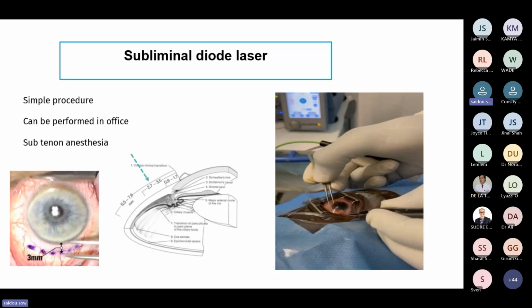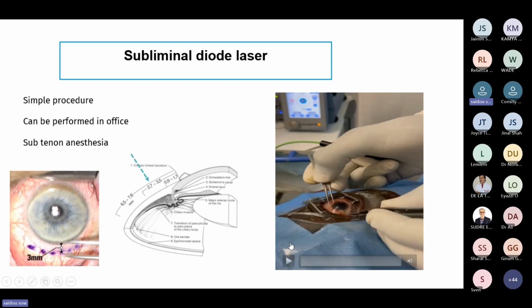The procedure is very simple and fast, maybe 160 seconds after anesthesia and patient installation. It is not necessary in the operating room; it can be done in the office. Personally, I use a sub-Tenon anesthesia because it's instantaneous and effective. In addition, it does not require compression, so we can proceed to the laser just after anesthesia.